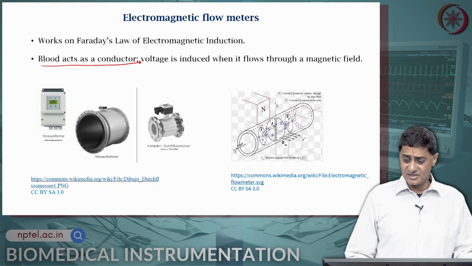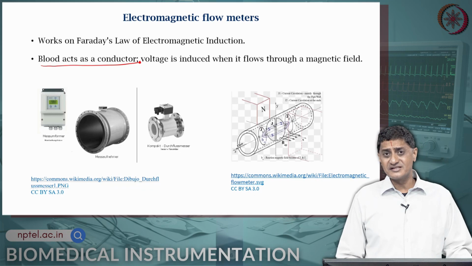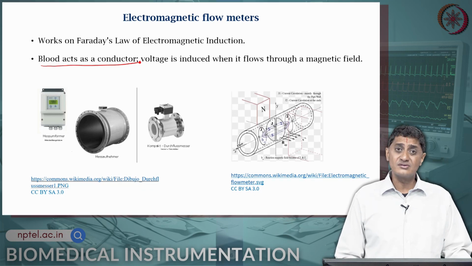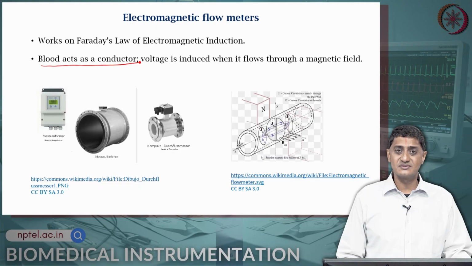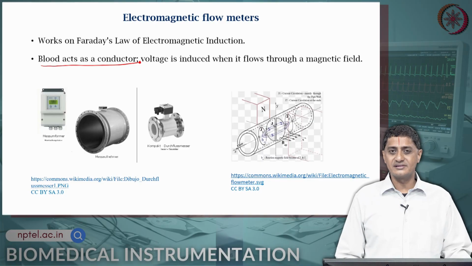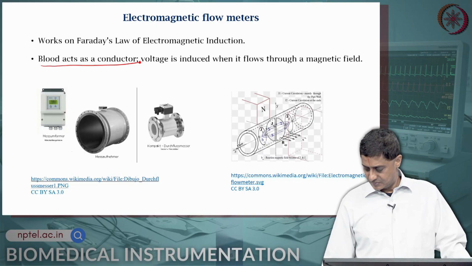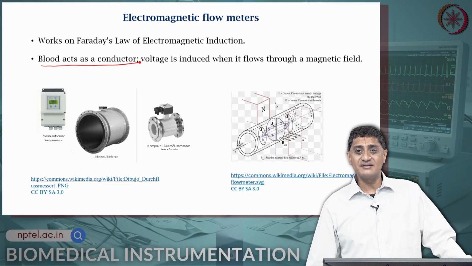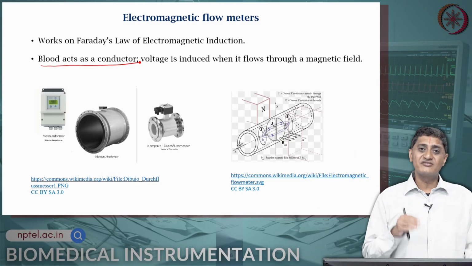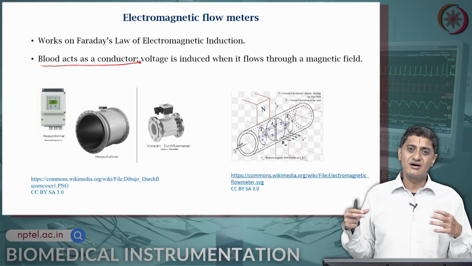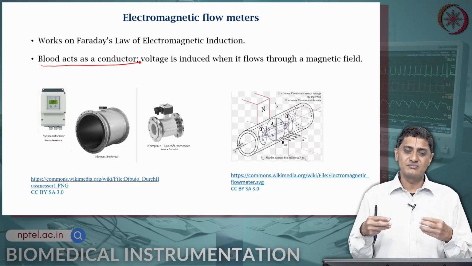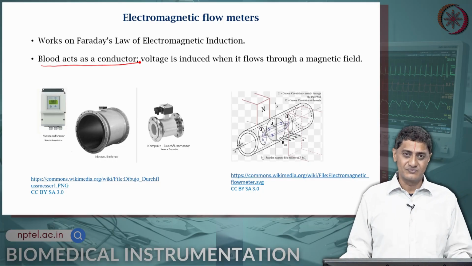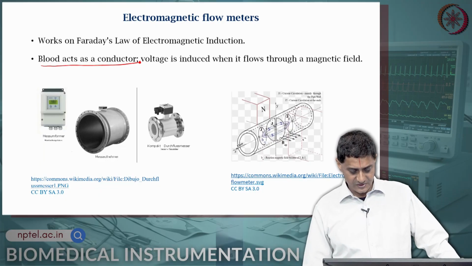The answer is yes, because blood is essentially an electrolyte that contains ions, positive and negative ions. So, it acts as a conductor and it breaks these lines of magnetic flux that are offered by this electromagnetic flow meter, by this electromagnet, right. So, that is the principle.